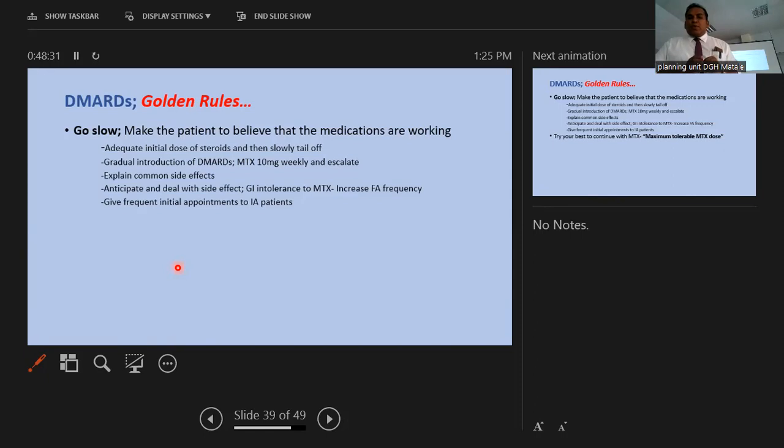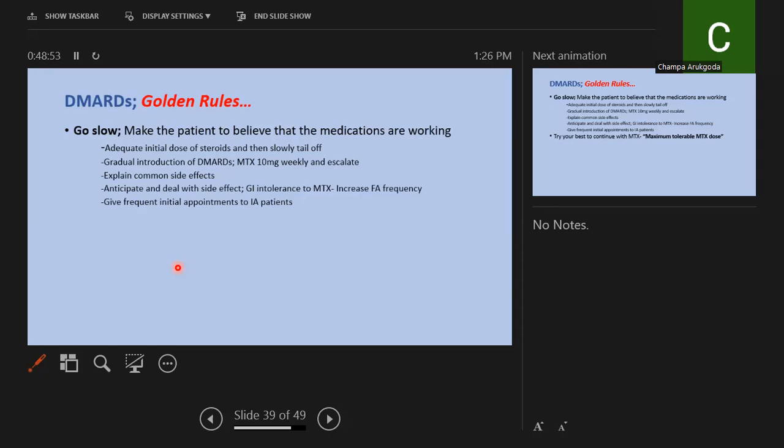Then he would be happy to decide on another medication. The second thing is gradually introduce DMARDs. Start off with methotrexate 10 milligrams, that is 4 tablets, and slowly escalate. Explain the common side effects, and it's well known that if you explain the common side effects, the compliance would be more. Anticipate and deal with the side effects.